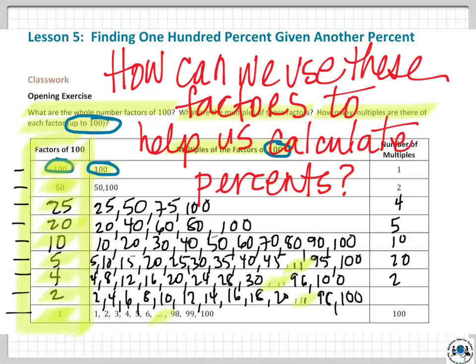And if we go over here, you can see the numbers of multiples. There are quite a few. And these are the multiples of the factors of 100 up to 100.